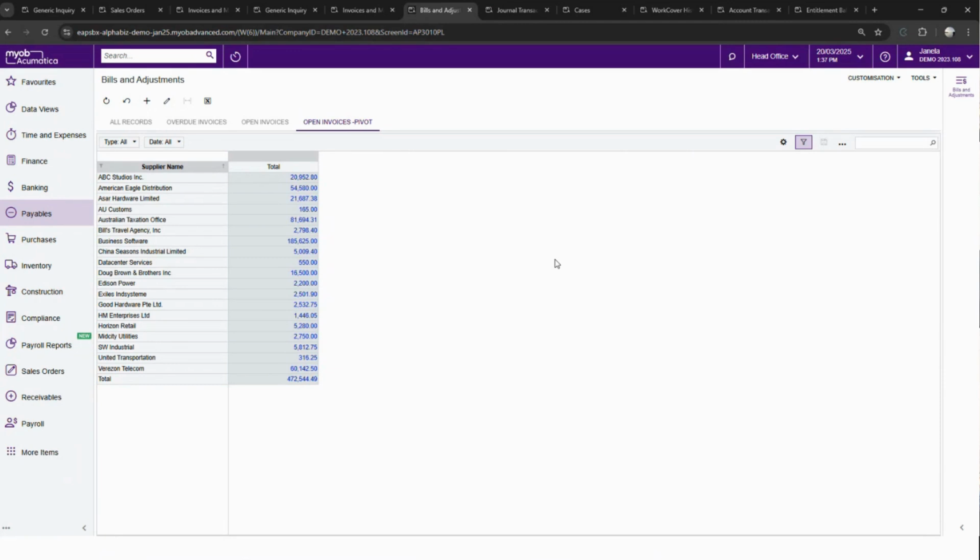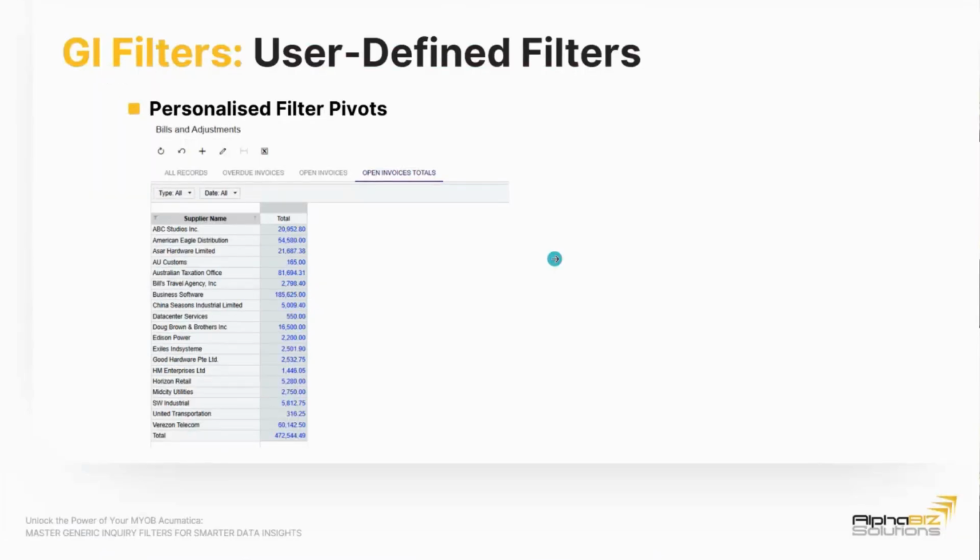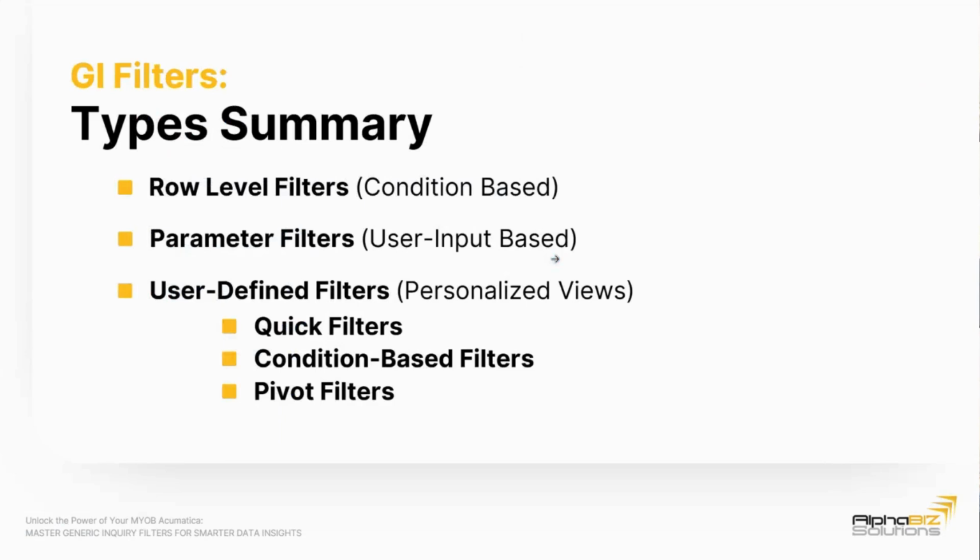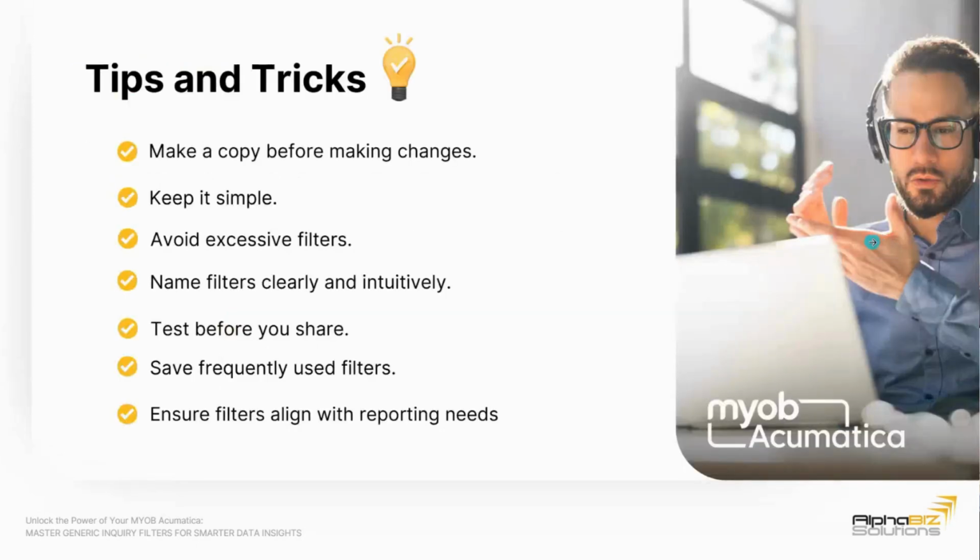Cool. So that's about it. You have your row level parameter filters and user-defined filters that could help you with your data retrieval in MYOB. I believe you are now excited to go into your GI and make those filters. But wait, let's pause there for a while, because we have some tips and tricks or quick reminders before you even touch that mouse and make your magic around your GIs.